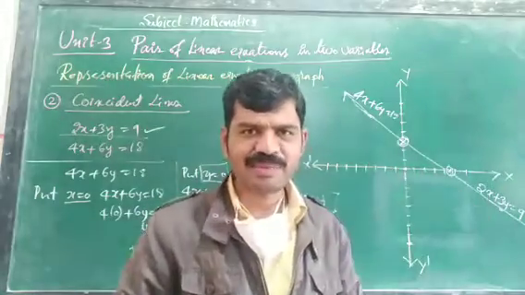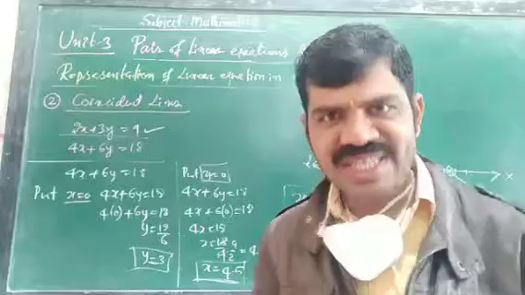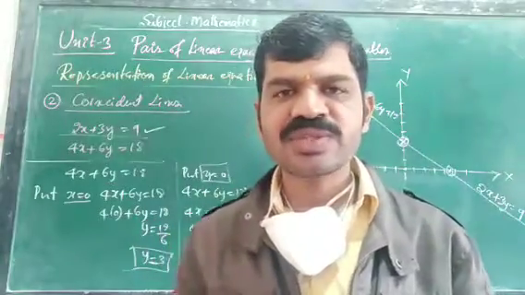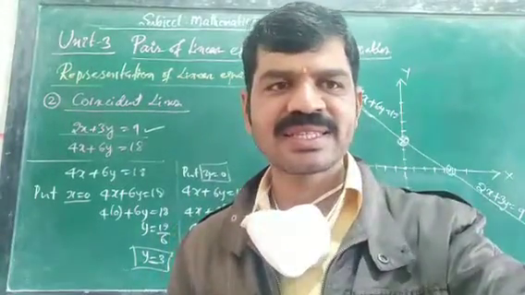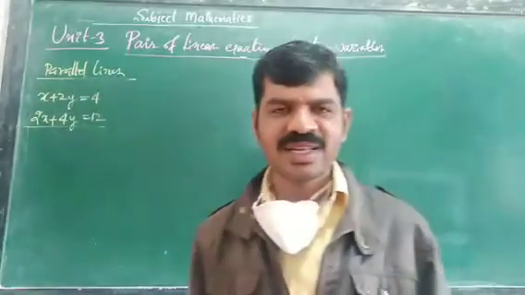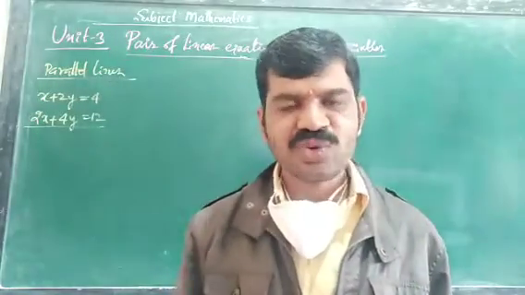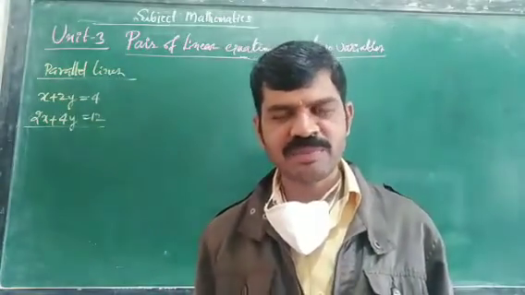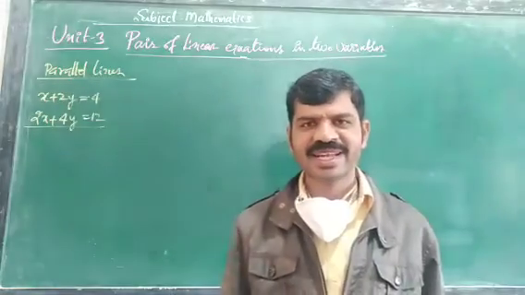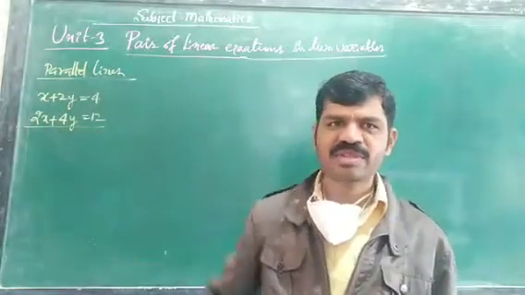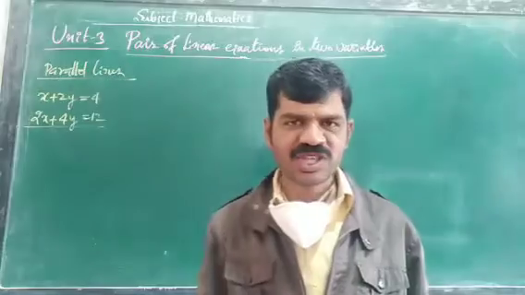So this type of lines are called coincident lines. Dear students, now we are going to see parallel lines. Like intersecting lines and coincident lines, we have one more type of lines, that is parallel lines. The example for the parallel lines is written on the board.